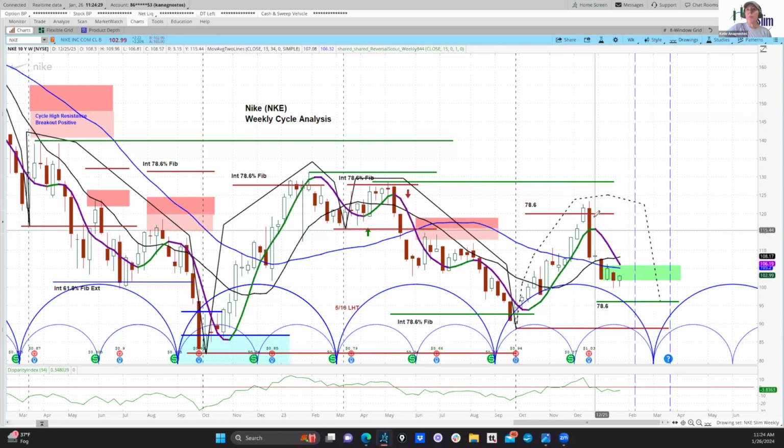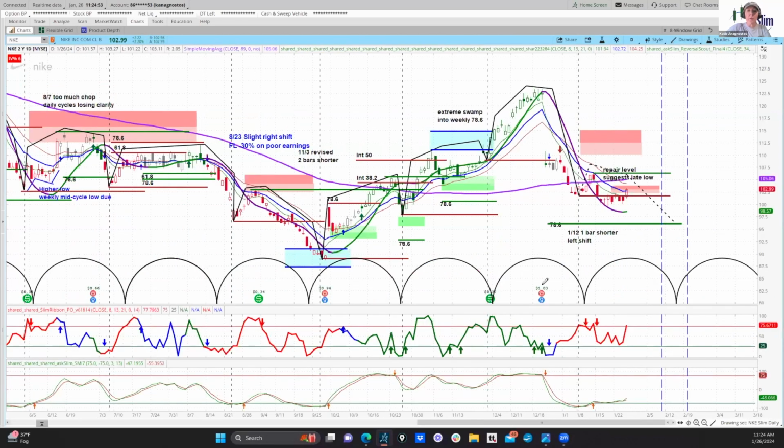Notice that our proprietary momentum indicator, the reversal scout that Slim was talking about, turned negative right here after this large bearish candle, rejecting from the 78.6% fib of the previous cycle. Now, our initial target here is at the 78.6% fib of this cycle, and that is around $96.